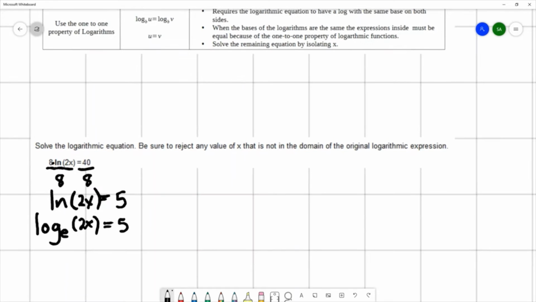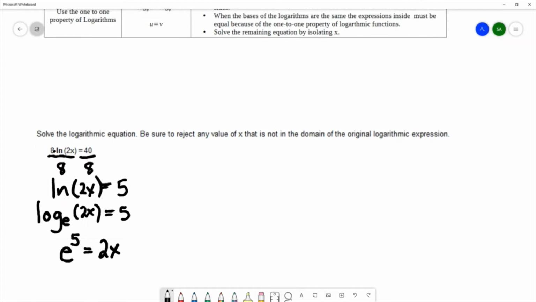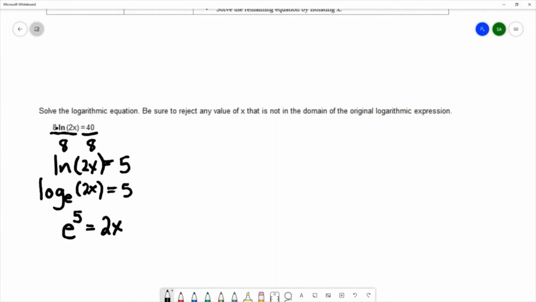So using the definition of a logarithm, we'll rewrite this as an exponential. The base of the log is the base of the exponent. The log always equals the exponent, so 5 will be the power. And then this expression equals the expression inside the log, which is 2x. Now that we've converted to an exponential equation, we'll solve for the variable x by dividing both sides by 2. So we have x equals e to the 5th over 2.